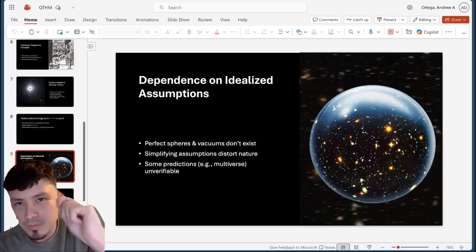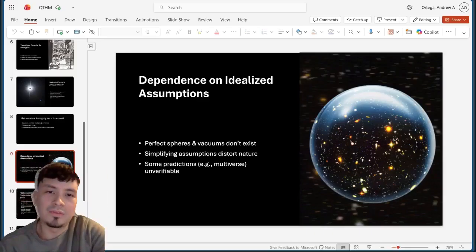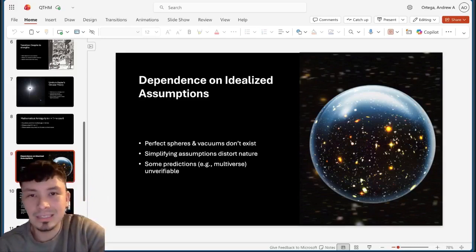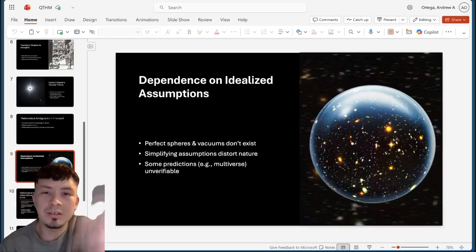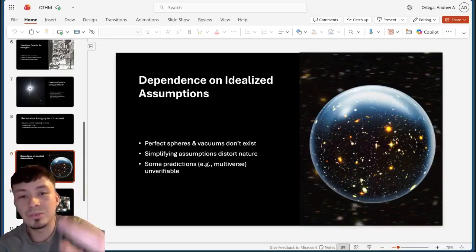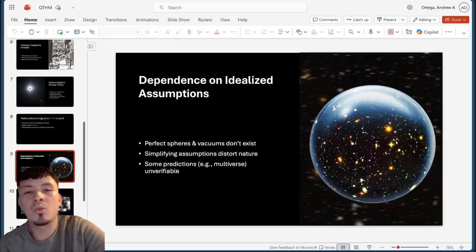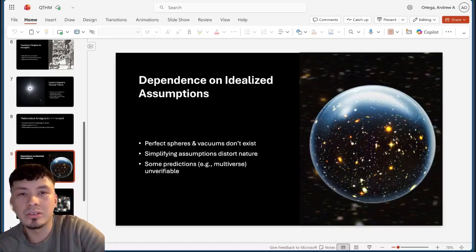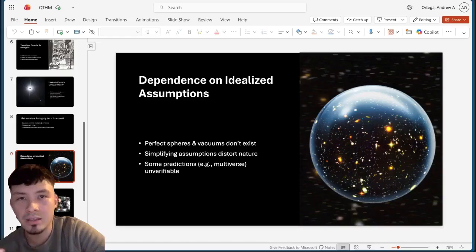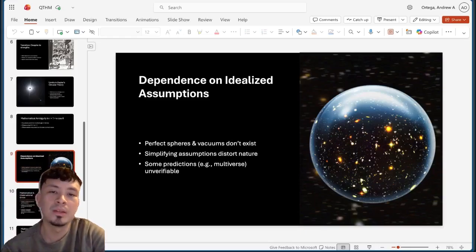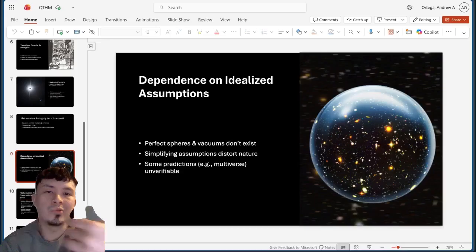In slide number 9, it says that it depends on idealized assumptions. One of the main things for mathematics and astronomy is the assumptions, right? For example, perfect spheres and vacuums do not exist. Simplifying assumptions distort nature, and also some predictions, for example the multiverse, are unverifiable, right? For example, astronomical models often rely on ideal conditions, for example perfect spheres or frictionless vacuums, and also uniform motions. These simplify the equations, but they distort reality.